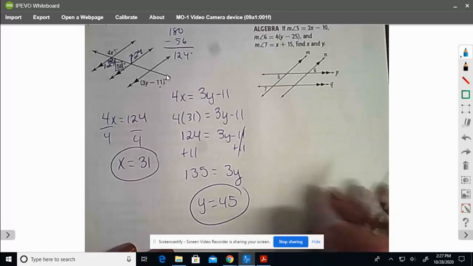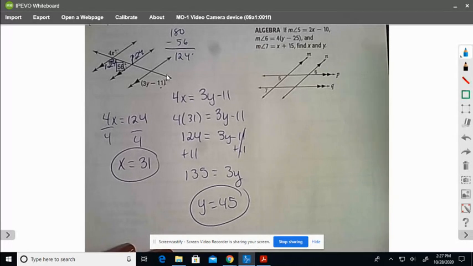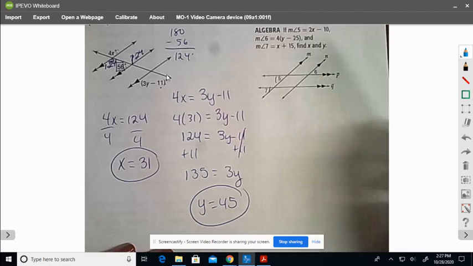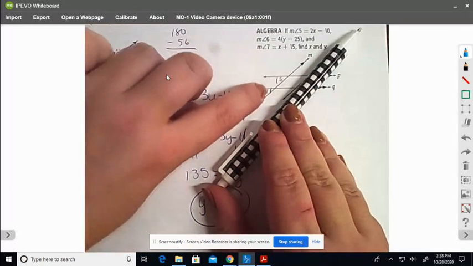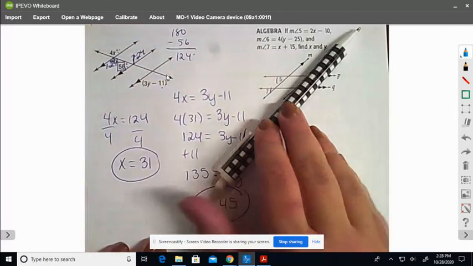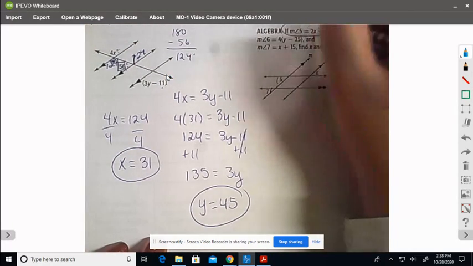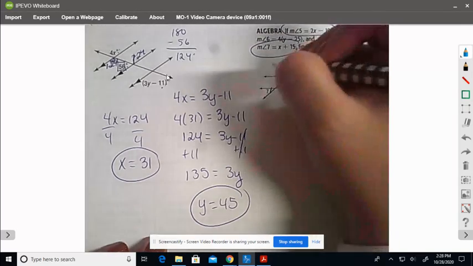My last problem over here is pretty similar to this one. Right off the bat, though, I am going to think about some relationships I see. 5 and 7 are congruent, and I can see that because I have the transversal. I have my two parallel lines. One's exterior, one's interior. So those are corresponding angles. So angle 5 has an x variable, and angle 7 does too. So I can go ahead and set those equal to each other.